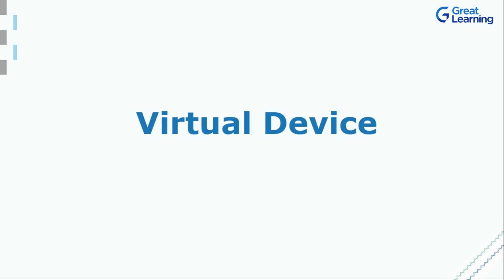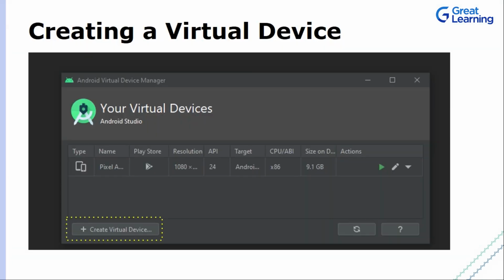Now let's talk about the virtual device. In this, we'll first talk about how to create a virtual device. There is an option in the navigation bar, which is AVD Manager. There it will be showing no devices for you. In that, we have an option of AVD Manager, wherein you will get this option when you click on it. Then you will click over here, which says create a virtual device.